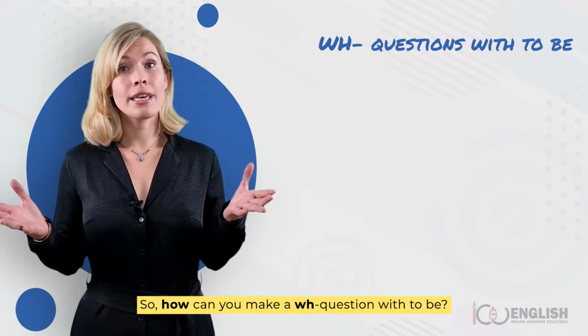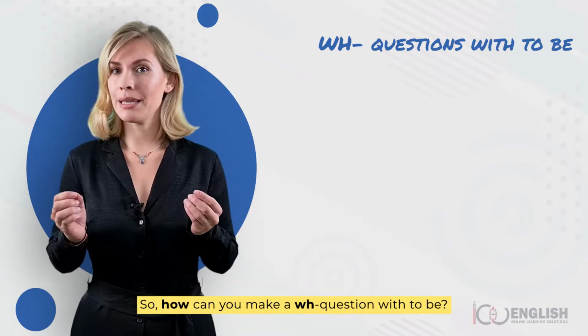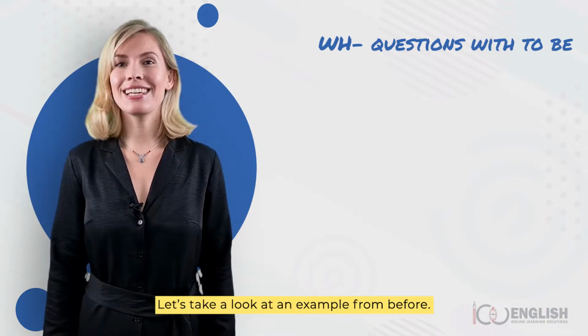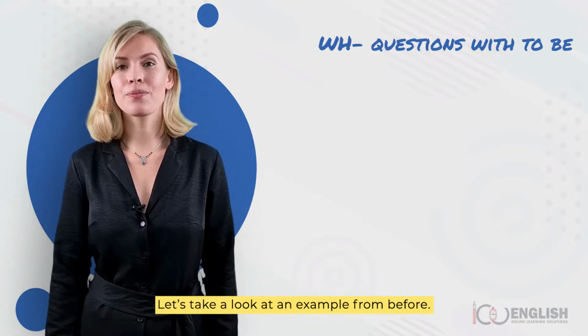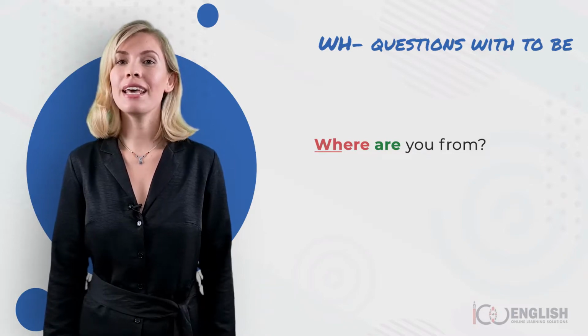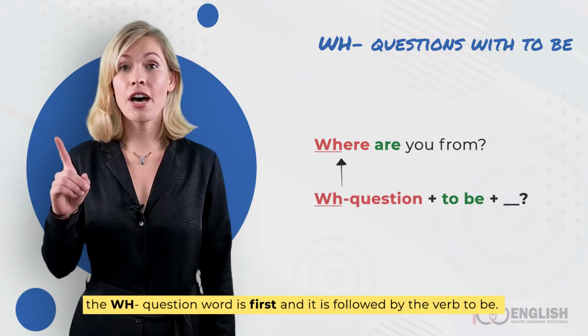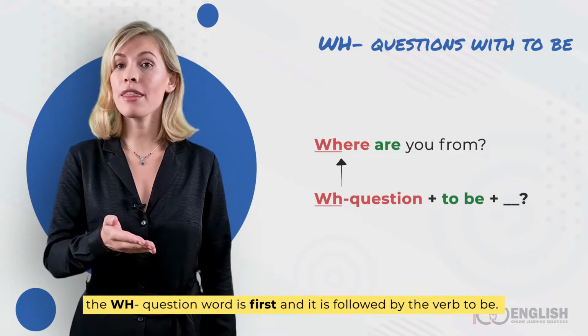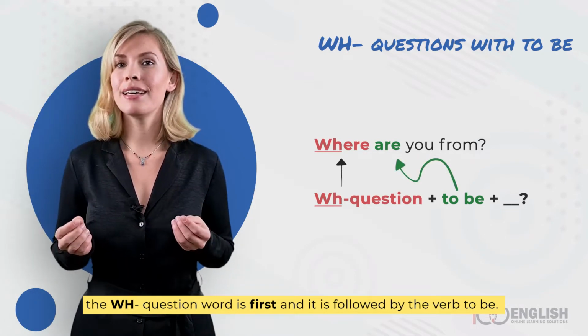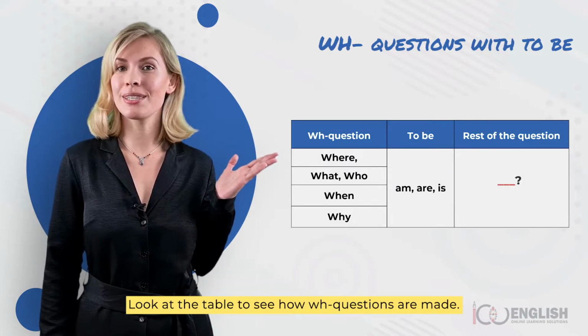So, how can you make a WH question with to be? Let's take a look at an example from before. Where are you from? In this example, the WH question word is first and it is followed by the verb to be. Look at the table to see how WH questions are made.